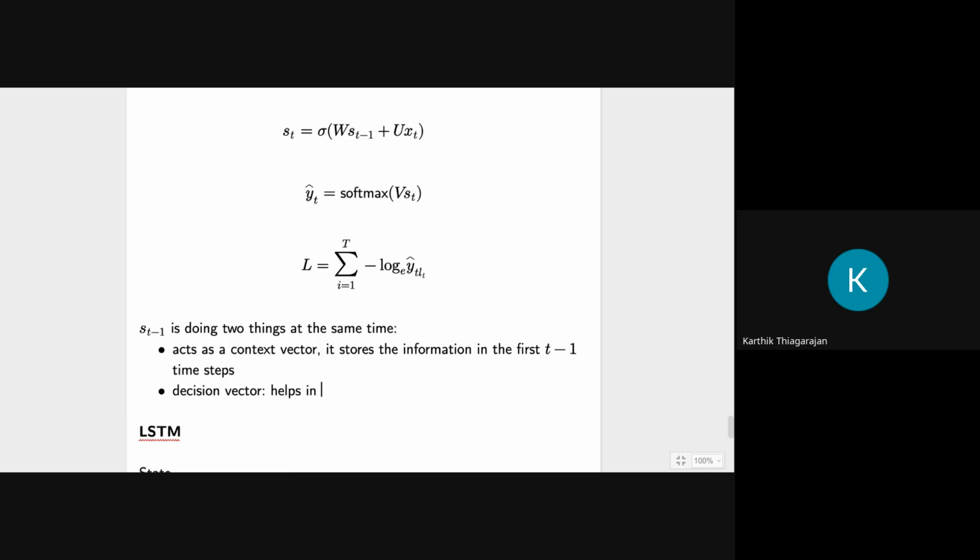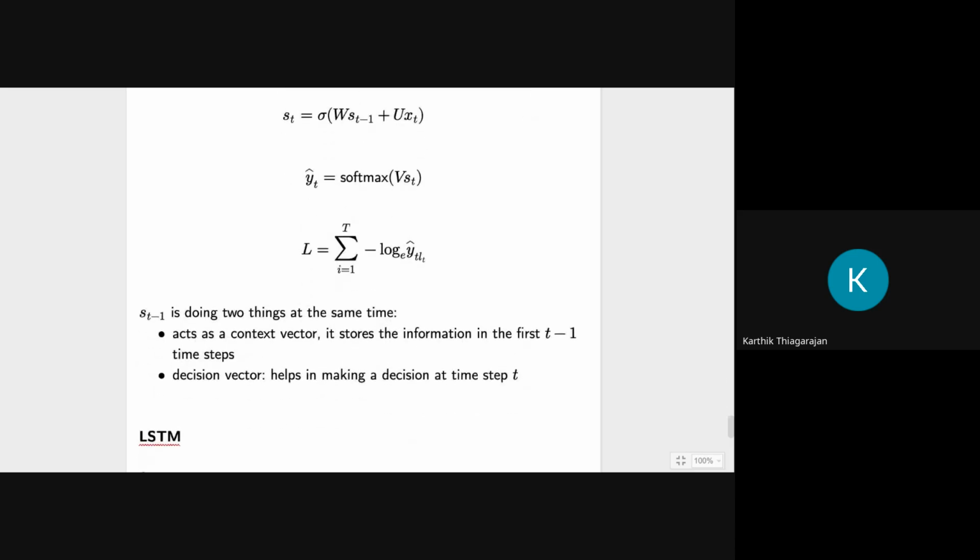Helps in making a decision at time step t. This is kind of overloading the state, so it will be good if you can separate these two responsibilities. It would be nice to have one vector that just acts as the context, which passes on information one time step at a time, and some other vector which takes care of taking decisions at each time step.